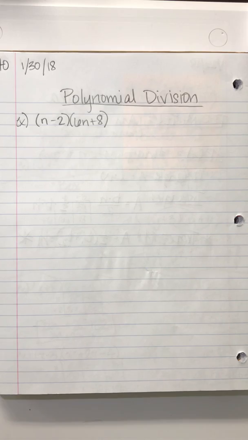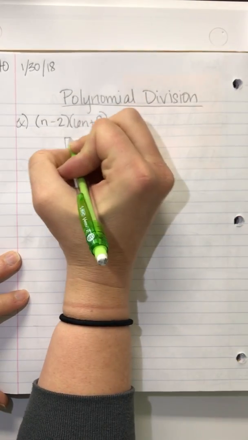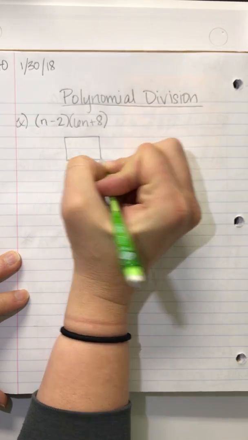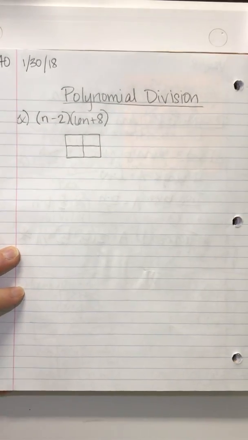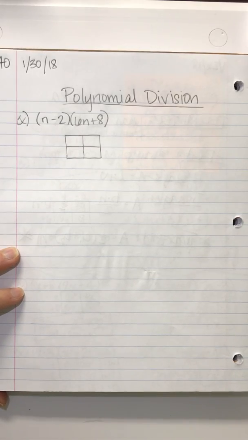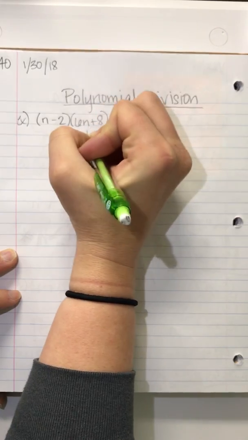So when I multiply, what's our setup that we're going to use? A box. So I'm going to set up a box, a 2 by 2 box, because it's a binomial times a binomial. Bless you. And that was on purpose, just so she could be on the video. No. N minus 2 times 6n plus 8.